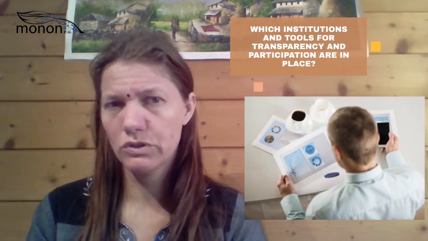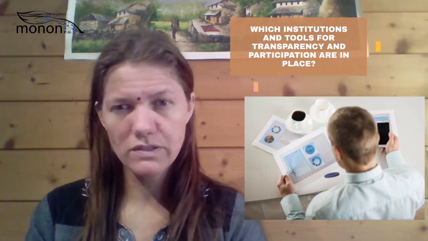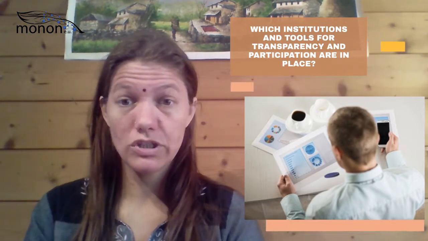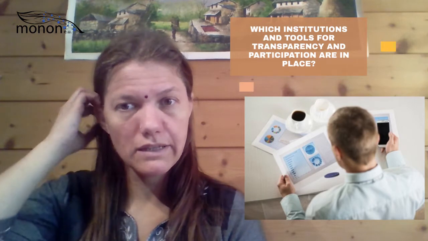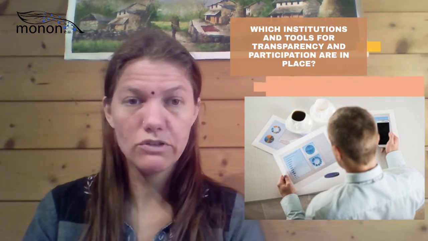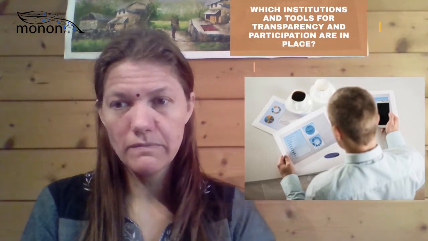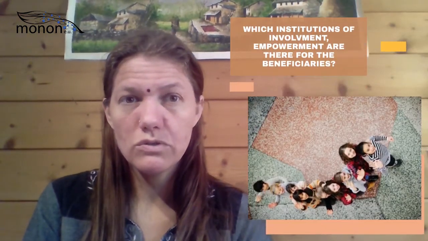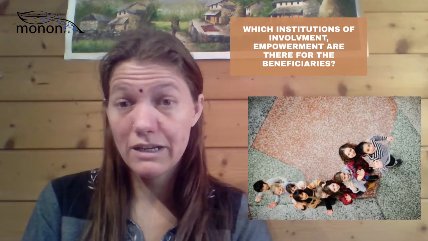Following on from this, which institutions and tools for transparency and participation are in place? Are you publishing all your annual reports, all your numbers? Is it very transparent for everyone? Is there a possibility to participate, in particular for the beneficiaries, but in general, how open, how transparent and how democratic is your system? Who has a say in strategic decisions? And as I said already, which institutions of involvement and empowerment are there for the beneficiaries?